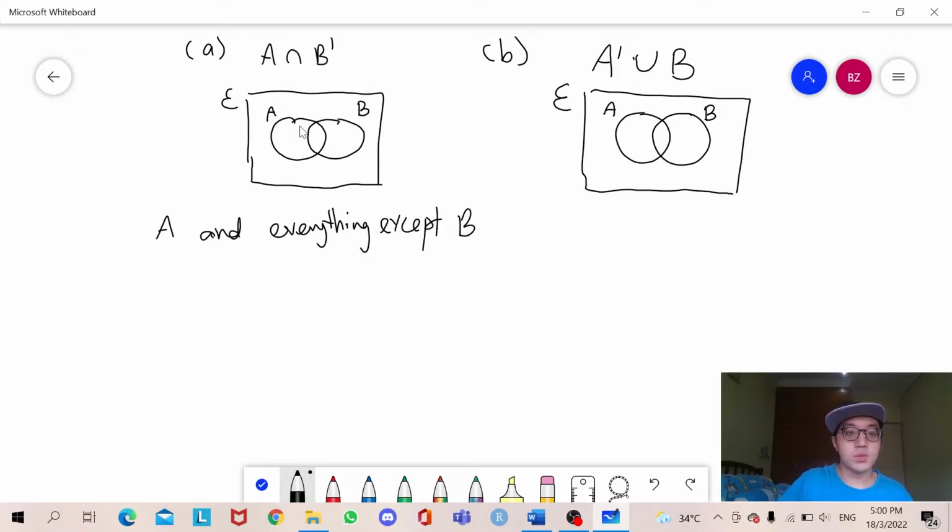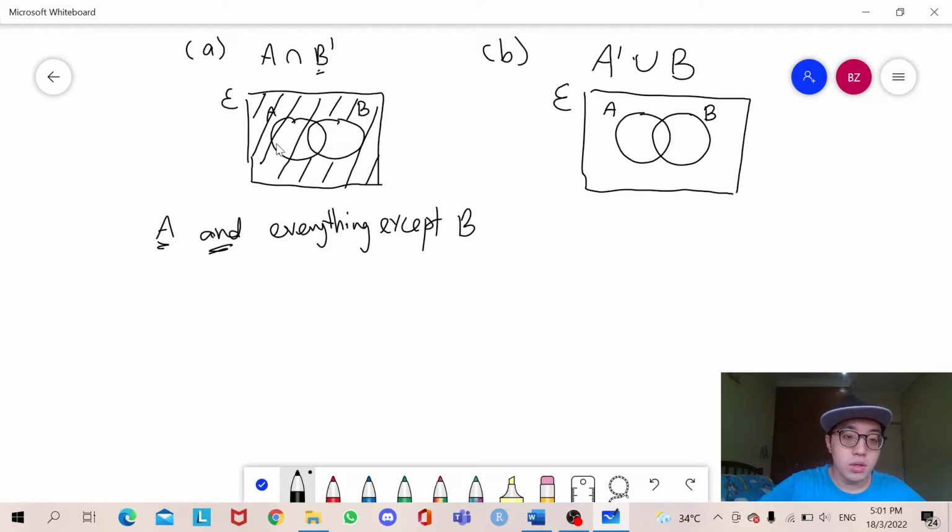So first thing first, we know that we are going to do it one by one. You can go with either A or B prime, so I will go with B prime first. First thing first, we know that B prime means everything outside of B. Okay, everything outside of B. This is B prime.